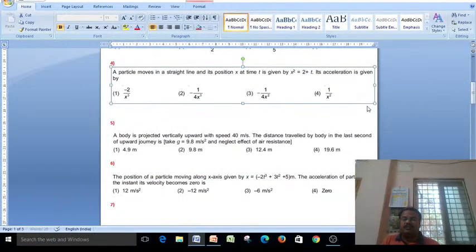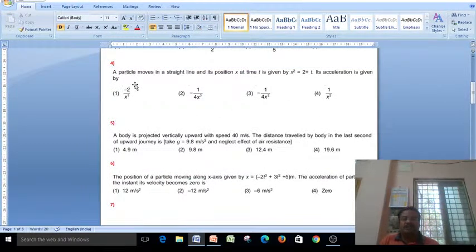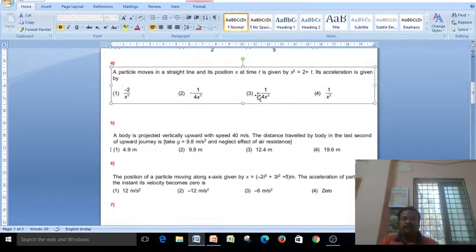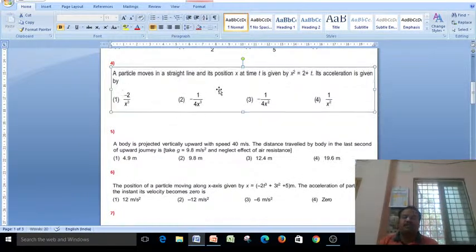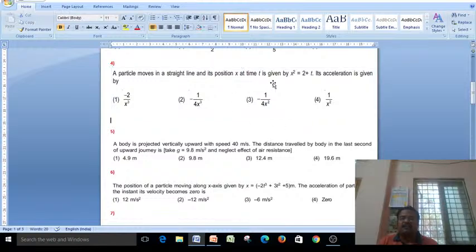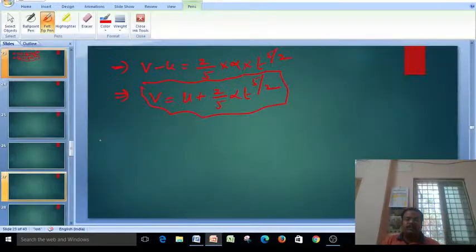Okay, so check the next question. Here, the fourth question: a particle moves in a straight line and its position x at a time t is given by x square is equal to 2 plus t. Its acceleration is what he is asking. Anyway, he has given position with respect to time, x square is equal to 2 plus t. I want to find out the acceleration. Easiest problem only. So fourth problem I am solving here. What is the given content here? x square is equal to t plus 2, where x is the position. So let us try to take on this one.